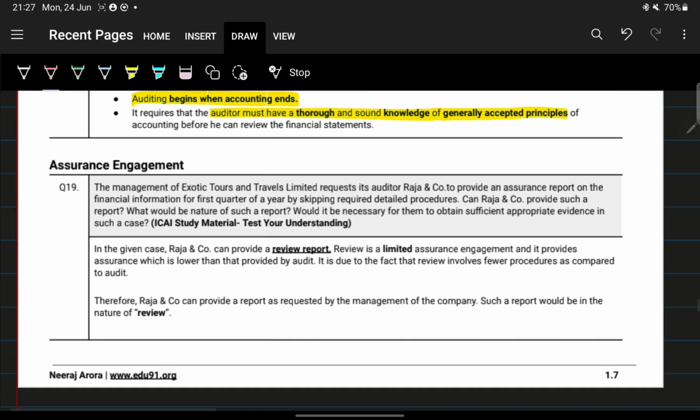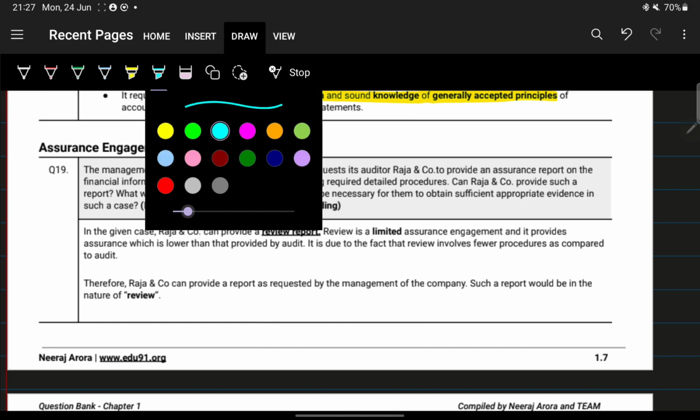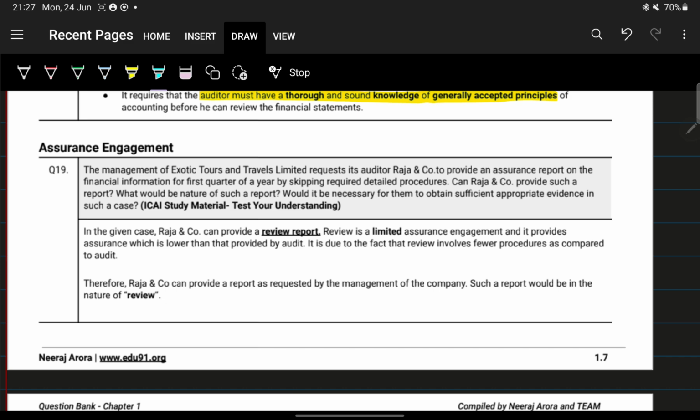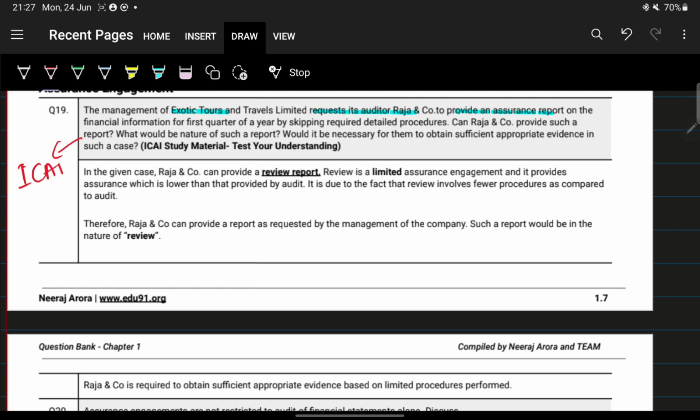Okay. Next, assurance engagement. When it comes to different types of assurance engagement, let's read the question. The management of Exotic Tours and Travels Limited requests its auditor Raja & Co to provide. Okay, this is from the ICAI material. I have already covered this in the previous video. I'll just tag it up here. If you click on this card right here, you'll be able to see it. Kindly watch that first.